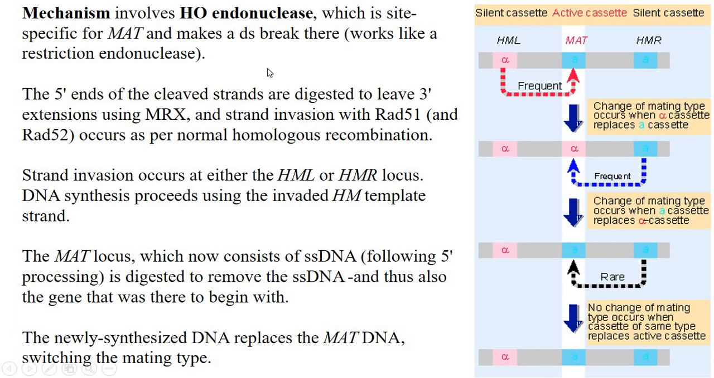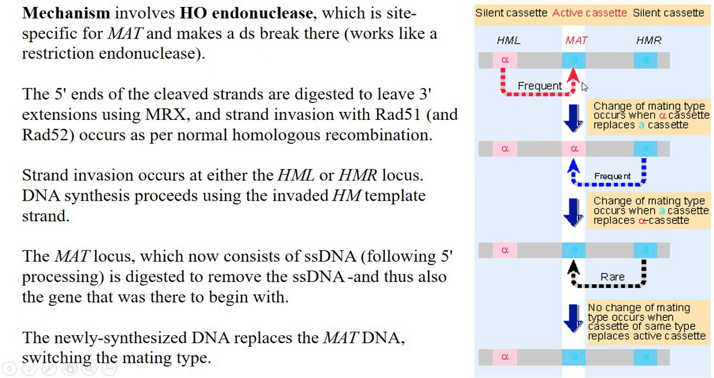So how it works is we've already talked about this. This requires an HO endonuclease. This HO endonuclease is site specific for MAT. It only works at MAT. So this is a specific endonuclease for MAT. It will make a double-stranded break in MAT. Once it makes a double-stranded break, it will work like a restriction endonuclease, but it's specific for MAT.